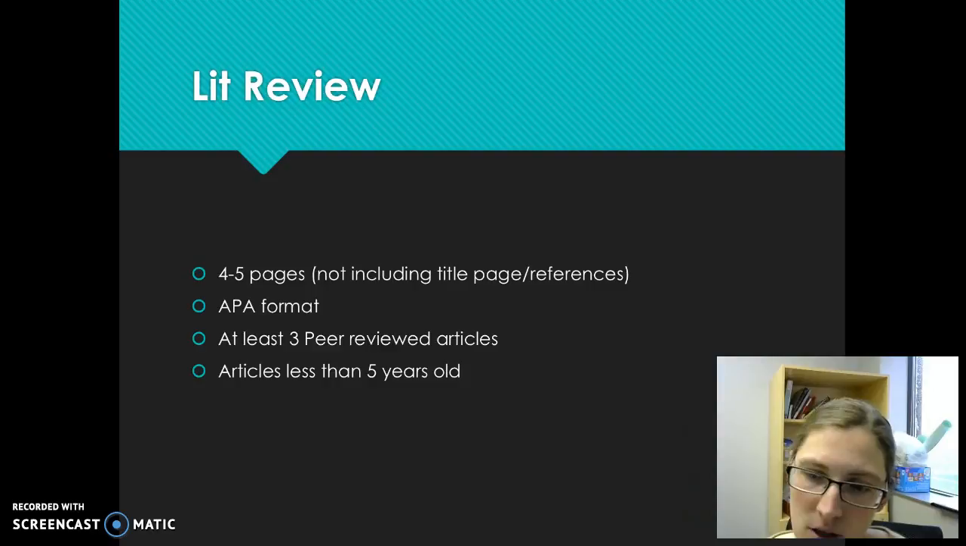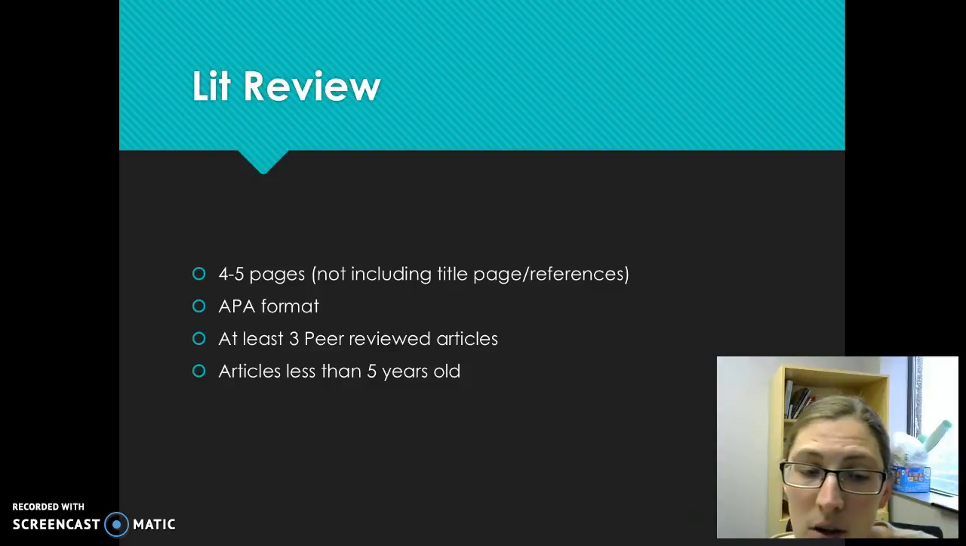Just as a reminder, this is all in the assignment description, but it should be 4 to 5 pages, and that does not include a title page or your references. It should be 4 to 5 pages of content. It does need to be in APA format. The articles that you use, I want you to be looking for peer-reviewed articles. So when you're searching the databases, there's a checkbox that you can click for peer-reviewed. So please click on that.